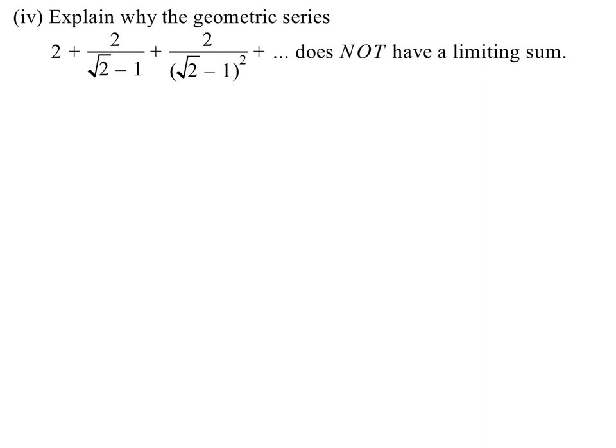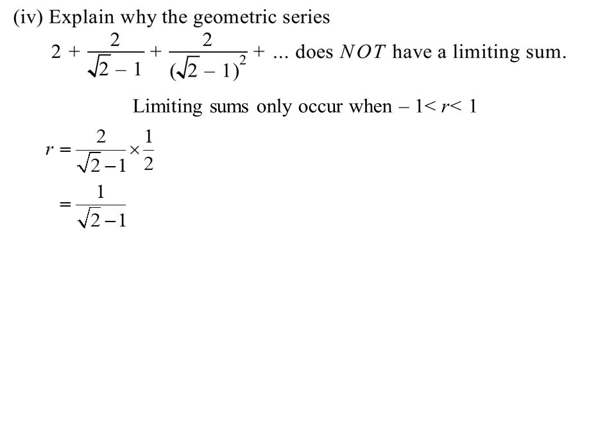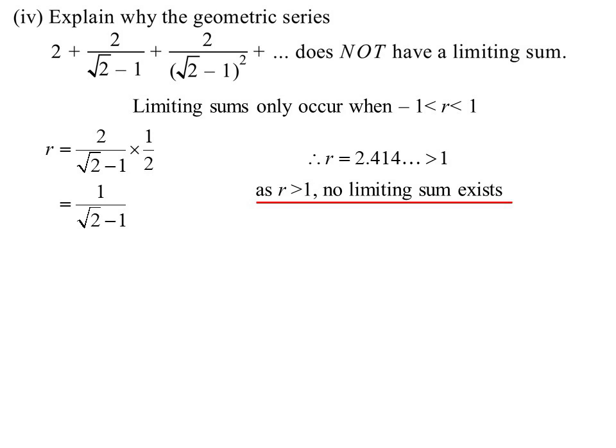It's an interesting sort of question they like, because the good old explain why. Explain why this does not have a limiting sum. Basically it comes down to knowing the definition. Well, we know it's only going to be when the ratio is in between -1 and 1. The ratio in this case, I've just left it as 1 on root 2. So okay, the ratio is 1 on the root 2 minus 1, which is about 2.414. So that's why it doesn't. R is bigger than 1.